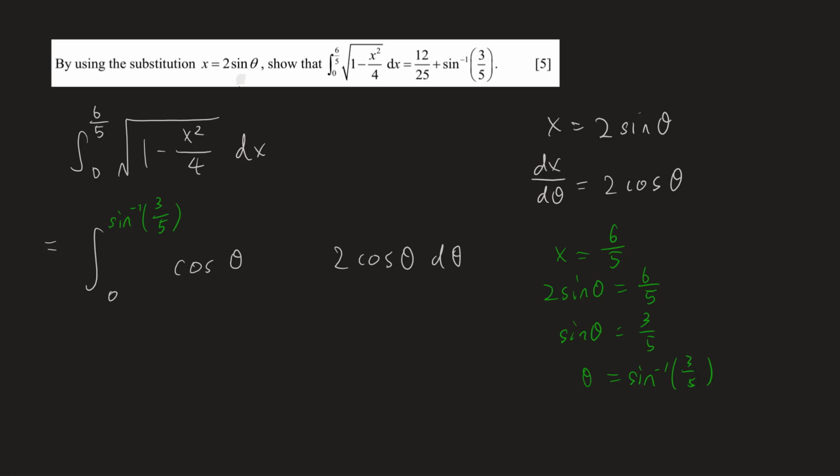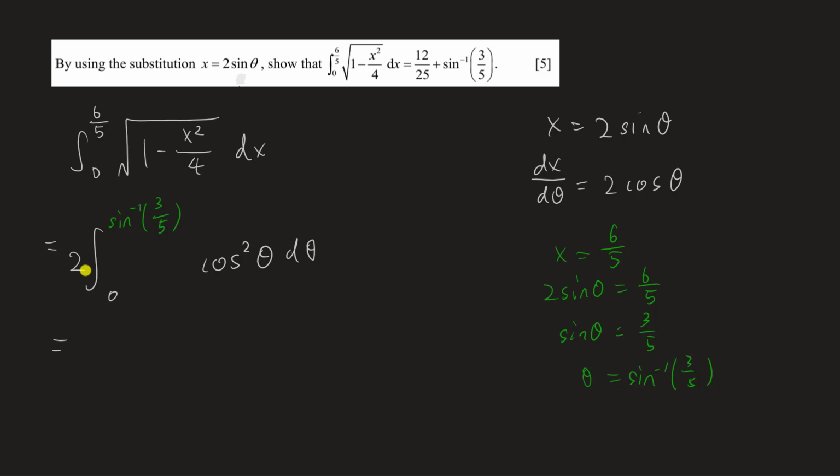Then let's clean this up. Cosine theta times 2 cos theta can be written as 2 cos square theta. I'm going to move the d theta closer for nicer presentation. This, I can pull out the 2 and we're just left with this. Remember how to do cosine square theta? How do you integrate cosine square theta?